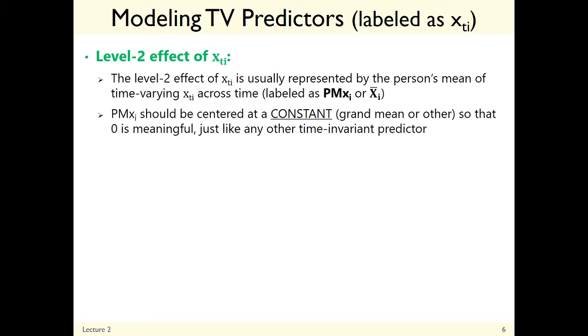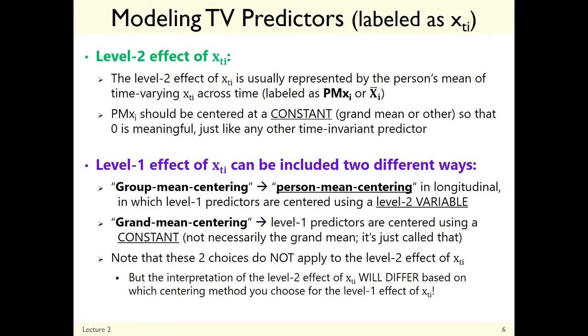At level 2, what we're going to do is approximate between-person differences by computing the person's mean over time. And this person mean should be centered at a constant so that 0 is meaningful, just like any other predictor. The big question and where the confusion lies is what to do at level 1. And in longitudinal data, I have a clear favorite, and that is to use what is known as group mean centering in the clustered data literature, or person mean centering, in which we are centering at a variable. In longitudinal data, this makes more sense almost always.